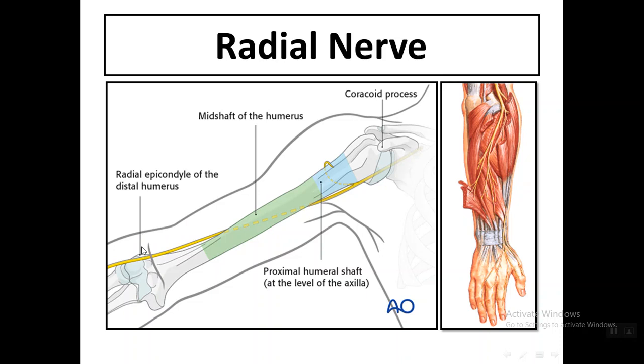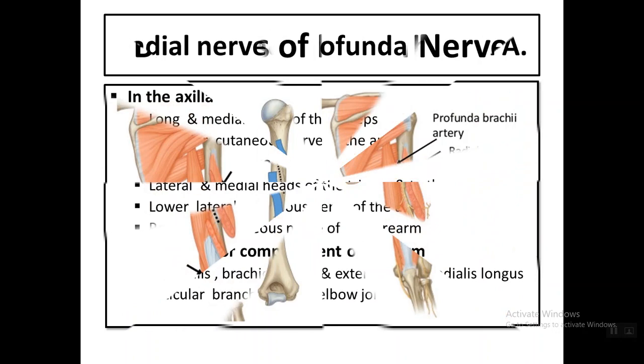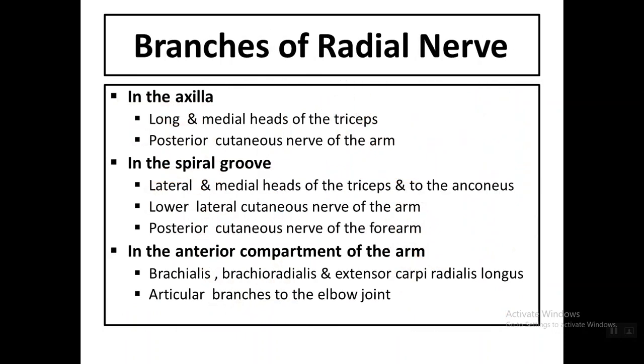Here it will give branches to the elbow joint, supplying the elbow joint, and supply muscles, which are brachioradialis, extensor carpi radialis longus, and brachioradialis.